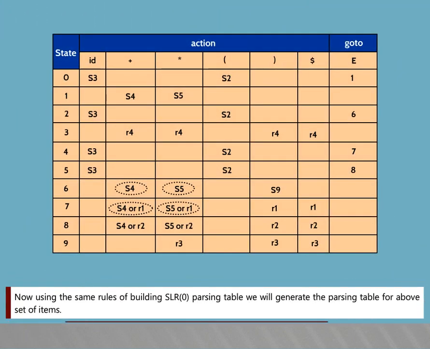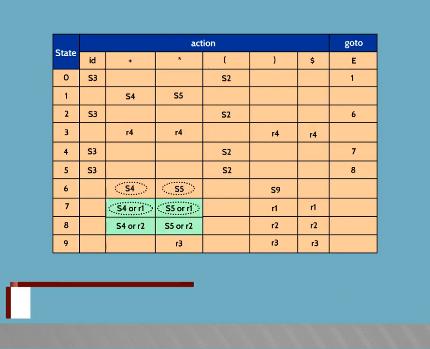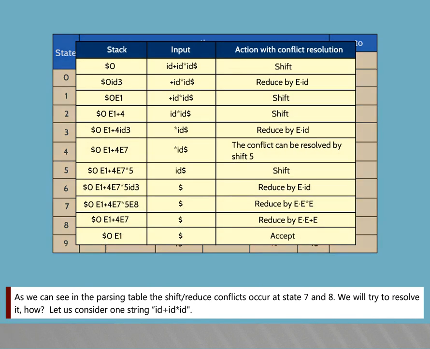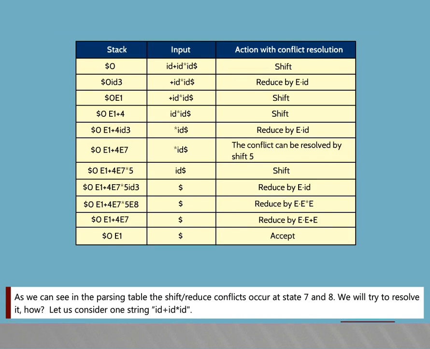Now, using the same rules of building the SLR(1) parsing table, we will generate the parsing table for the above set of items. As we can see in the parsing table, the shift or reduce conflicts occur at states 7 and 8. We will try to resolve them. How? Let us consider one string, id + id * id.